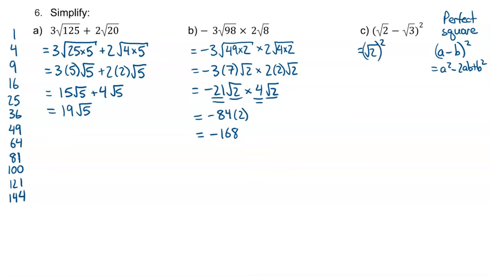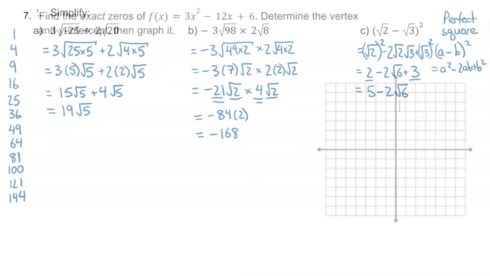Square root of 2 is a, so we're going to square that. And then we have the middle term, which is 2 times the square root of 2 times the square root of 3. And then the last term squared, root 3 all squared. So the square root of 2 squared is just 2. And then we have minus 2 times the square root of 2 times the square root of 3. We can multiply those together to give us root 6. And then root 3 squared is 3. So now I can combine the 2 and the 3. That gives me 5. And I still have the minus 2 root 6. I can't combine those because they don't have the same radicals.